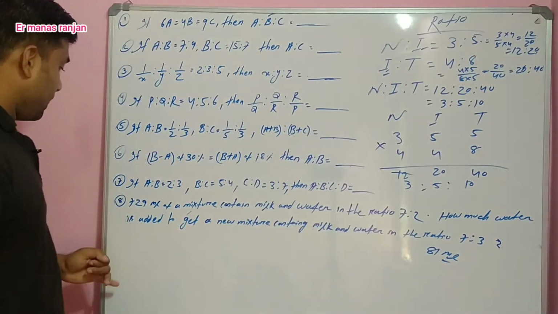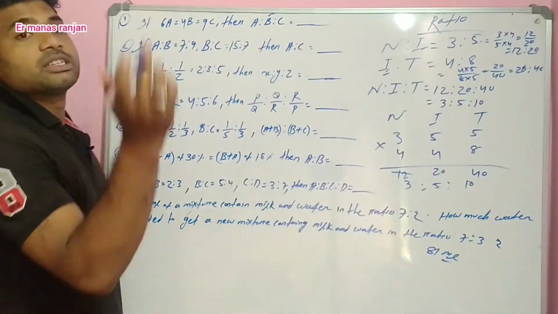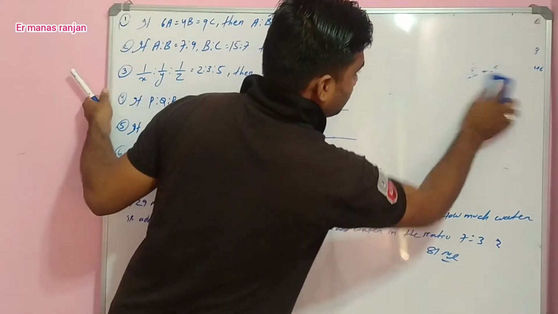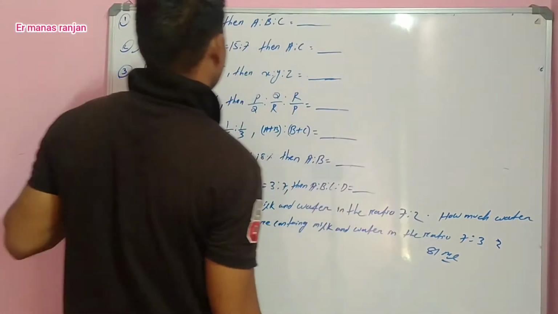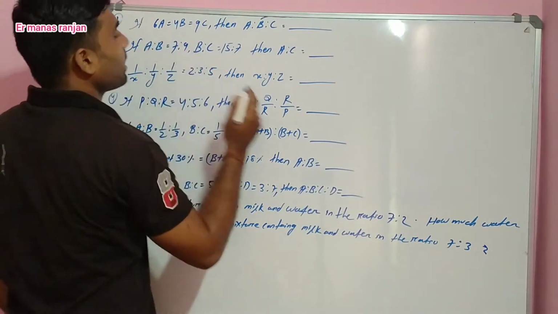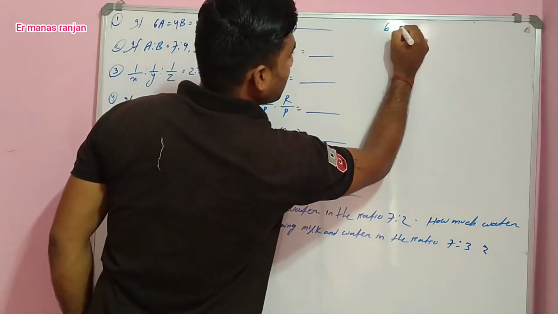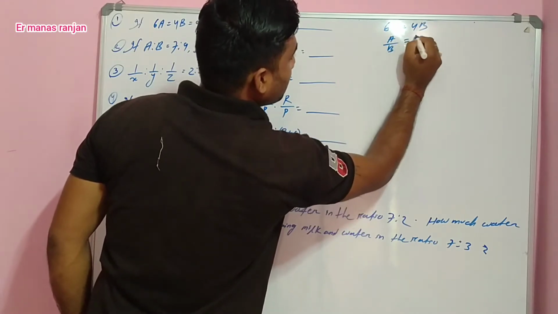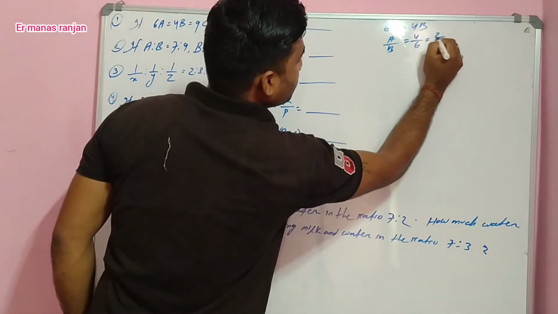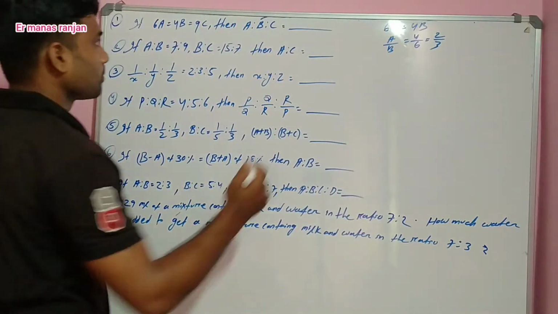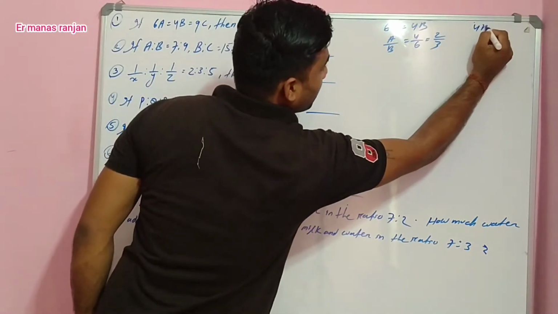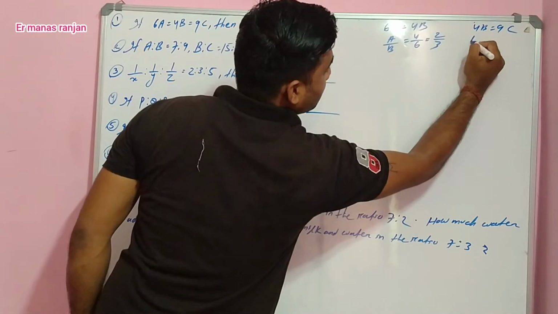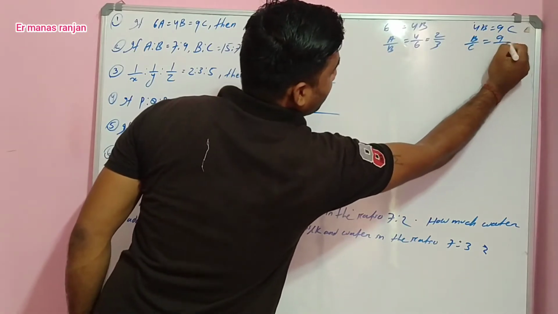I have written 8 questions, so let's start. Question: given 6a equal to 4b, then a by b will be 4 by 6, which is 2 by 3. Understood? 4b equal to 9c, then b by c equals 9 by 4.